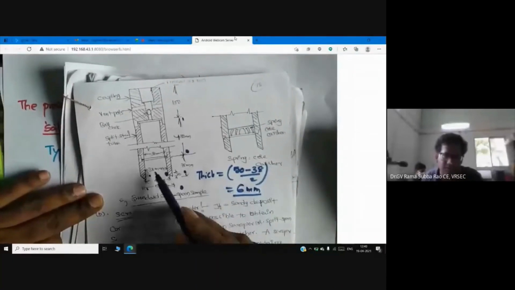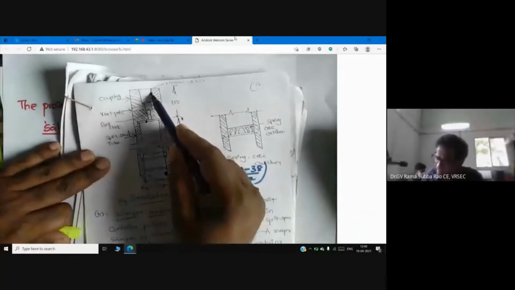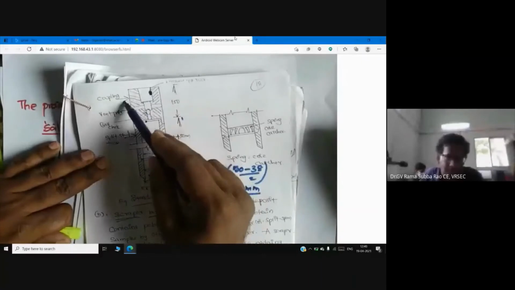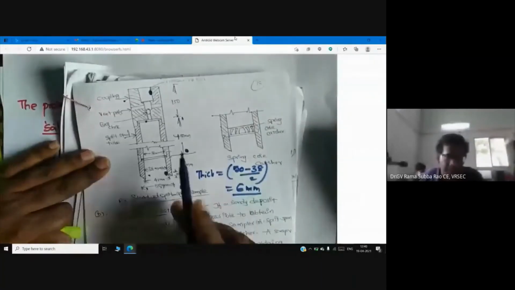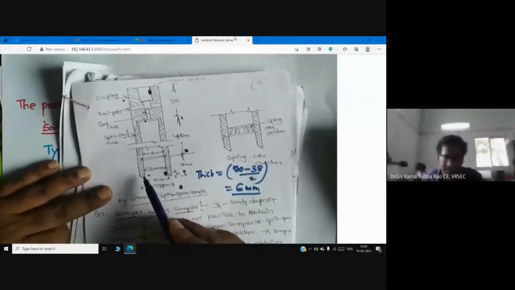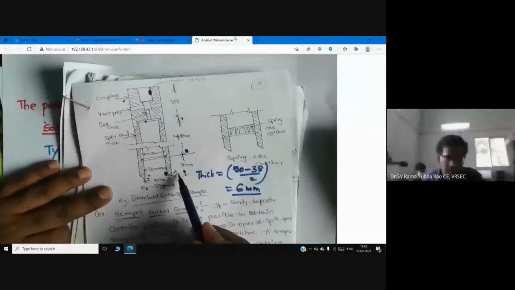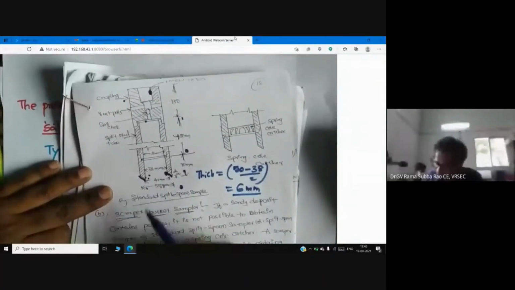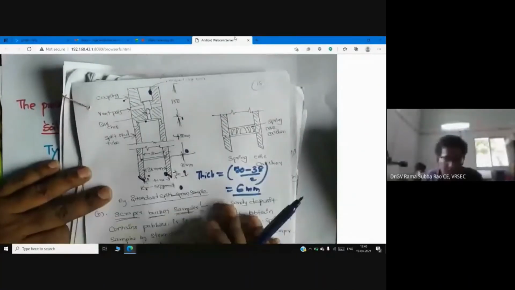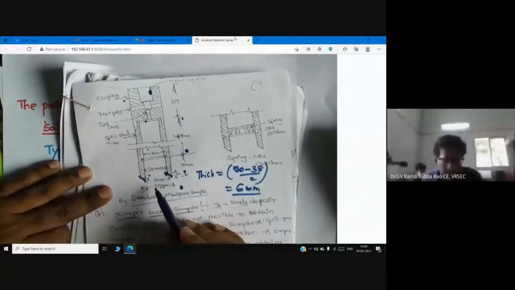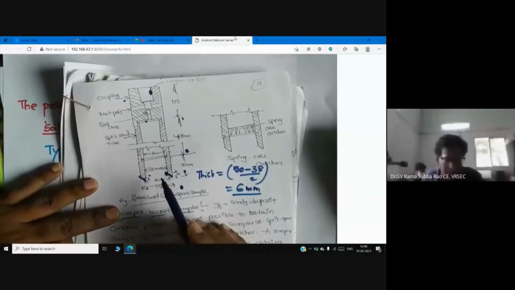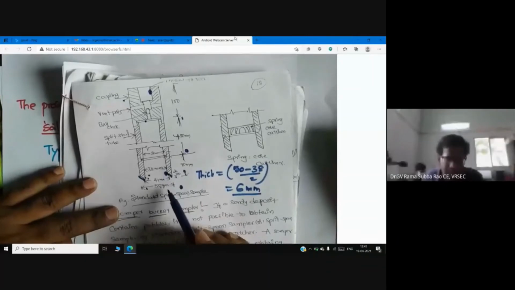Here you see, this is the sampler. The sampler is connected to the drilling rod. You see, the end of the sampler should be sharp. It must have some cutting edge. So that I am going to discuss now. Don't worry, I'm going to discuss in detail about the sampling tube and cutting edge.